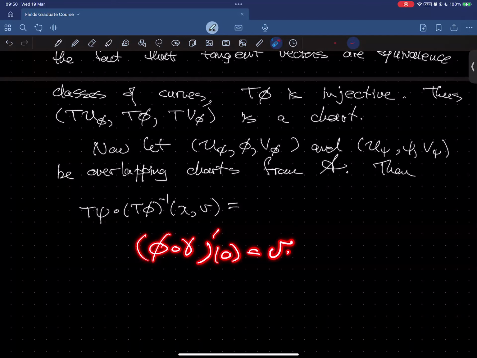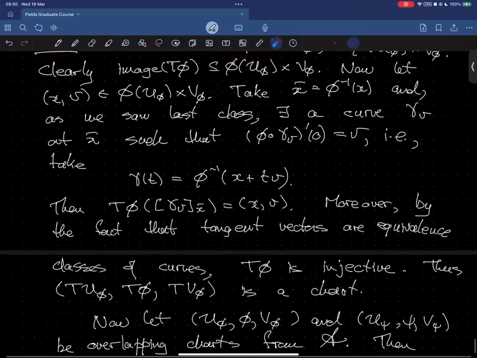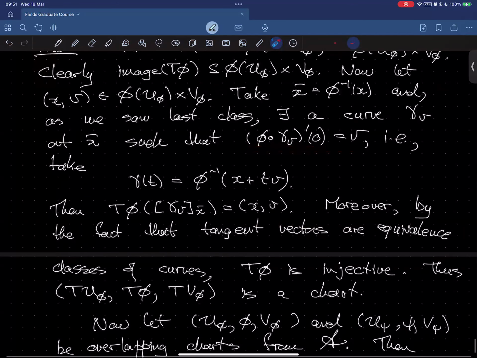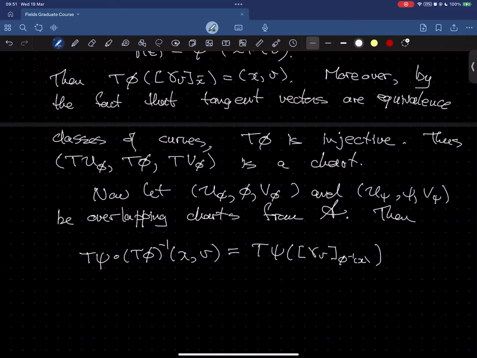Let me call such a curve, as I've done up here. I need a curve gamma that satisfies this formula here. Let me just call that curve gamma phi. So the point is that this is T psi of this thing, gamma v at phi inverse of x. That's a tangent vector at phi inverse of x for a suitable gamma v.